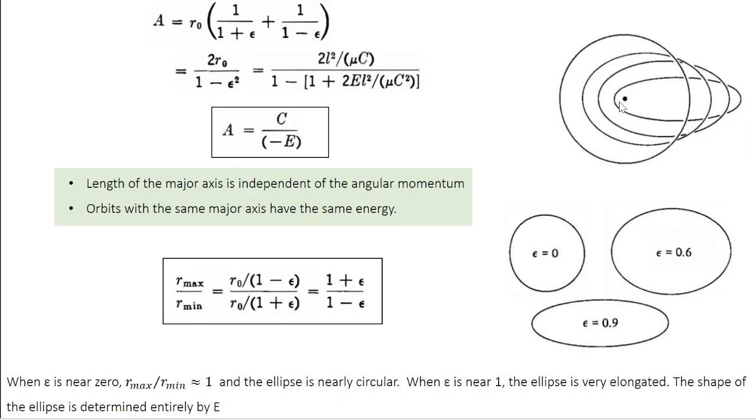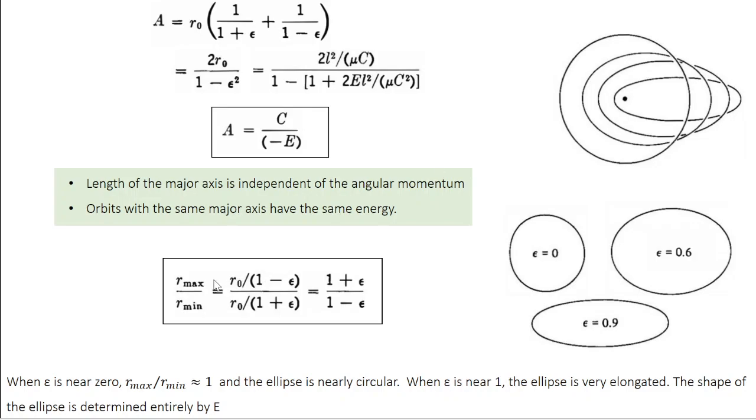So if you look at this figure, you have several different orbits. Orbits have a completely different shape, but since the length of the major axis is the same in all the cases, the total energy is going to be the same. So the shape doesn't matter as long as the major axis length is the same, and all the orbits are going to have the same energy.